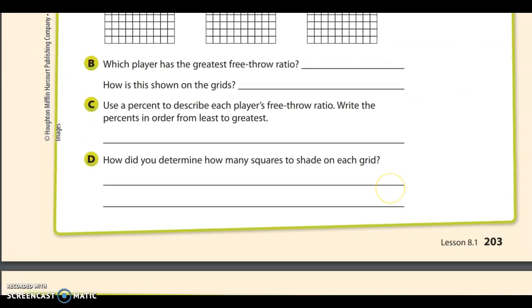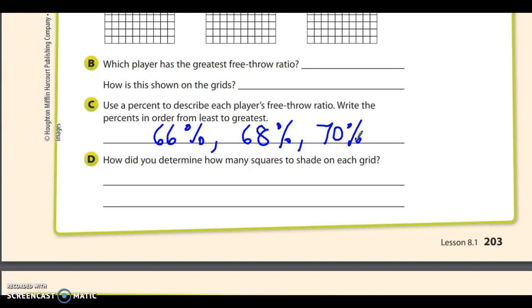Question C says, use a percent to describe each player's free throw ratio. Write the percents in order from least to greatest. Well, the least is 66%. The middle was 68%. And the most was 70%.